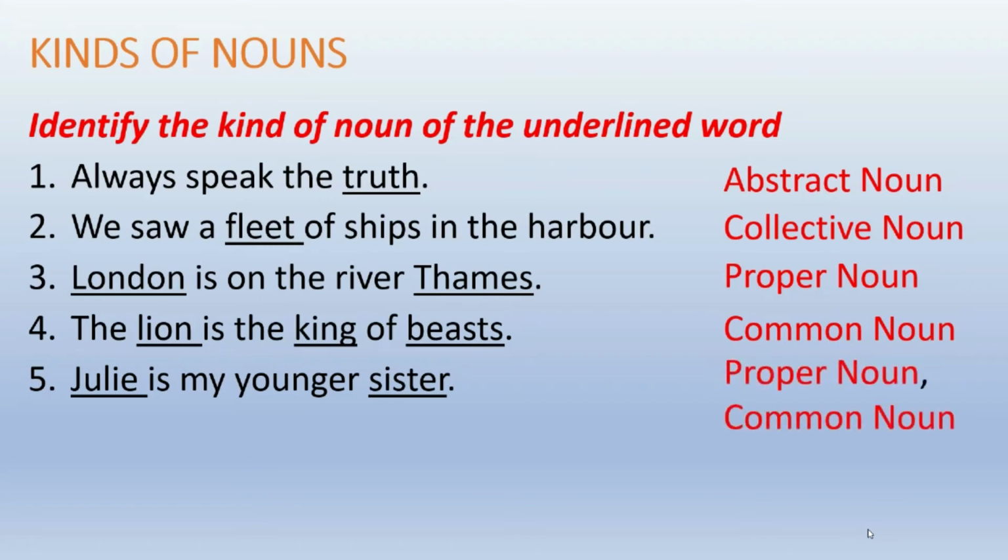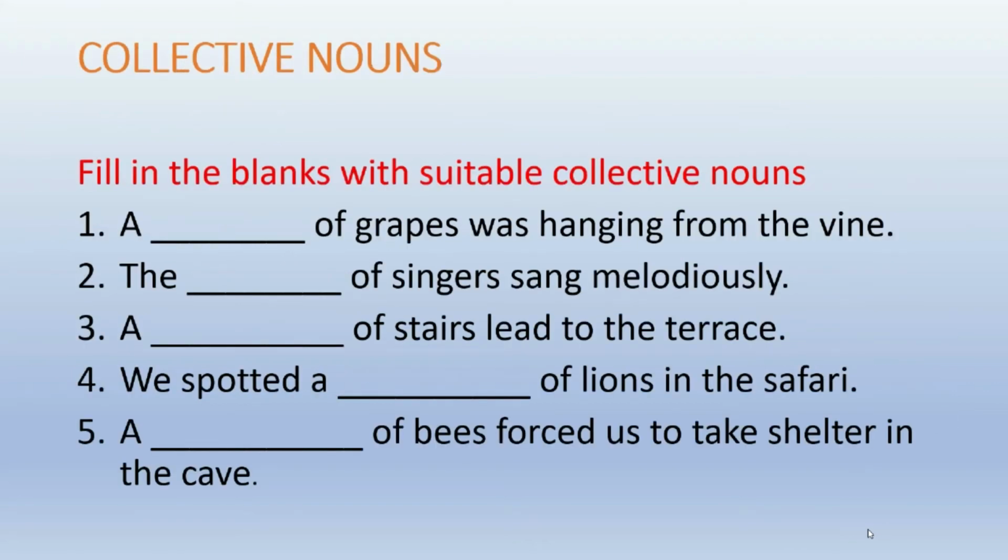Yes, children, I hope you understood how to identify the kind of noun. Now let's go to the next concept. We will talk about the collective nouns in detail. Yes, so what is a collective noun? A collective noun is the name given to a group or collection of people, animals or things. Now we will do this worksheet. We will know better how to use a collective noun.